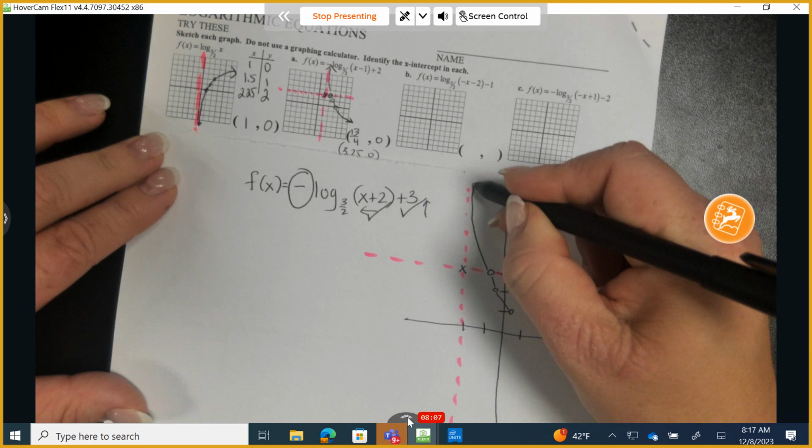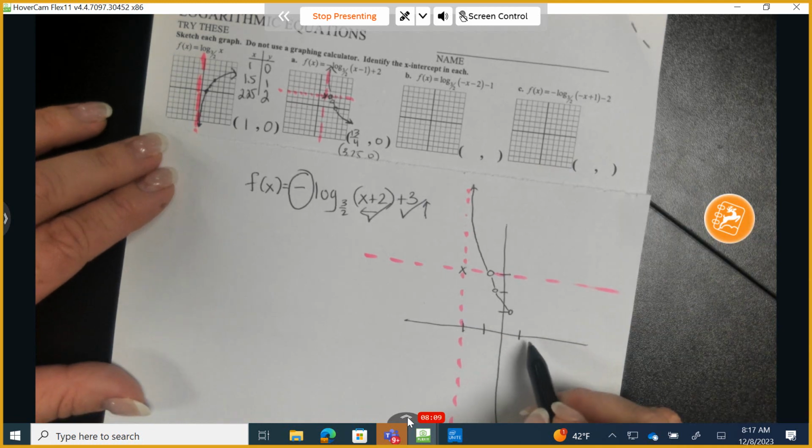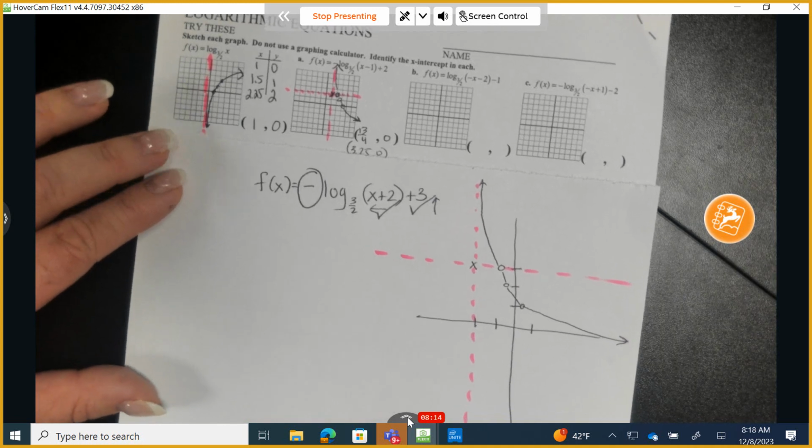As it moves to the left, it gets closer and closer to that asymptote of x equals 2, and it continues to go in this direction.